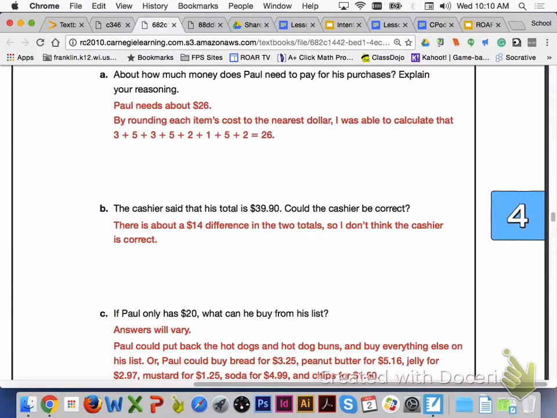And finally, for letter C, answers are going to vary. Paul could put back the hot dogs and the hot dog buns. He could actually buy everything else on his list. Or he could buy bread for $3.25, peanut butter for $5.16, jelly for $2.97, mustard for $1.25, soda for $4.99, and chips for $1.50. As long as you stay under that $20 total, your answers can vary for what he can buy from his list.